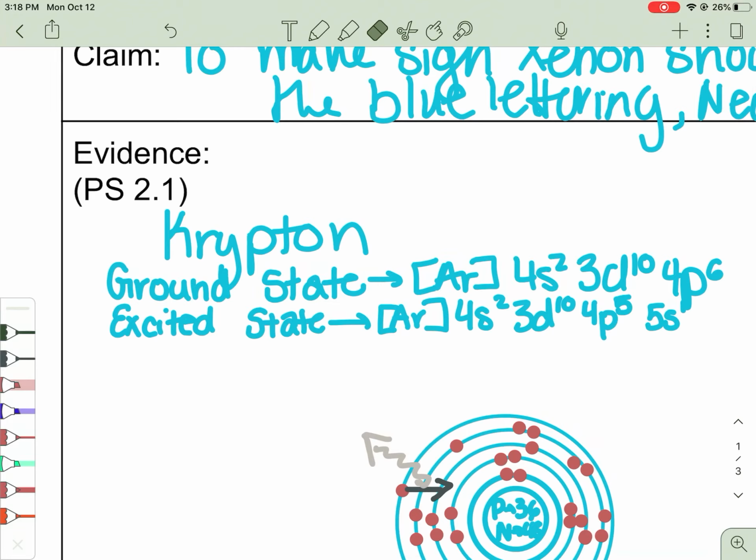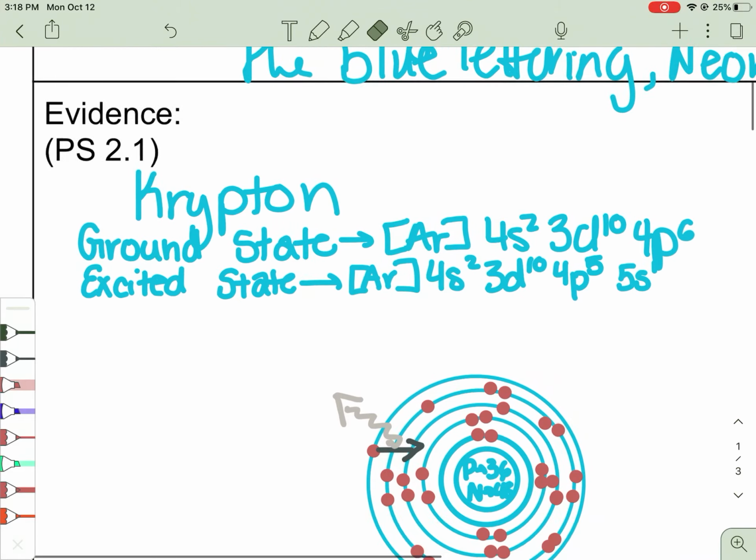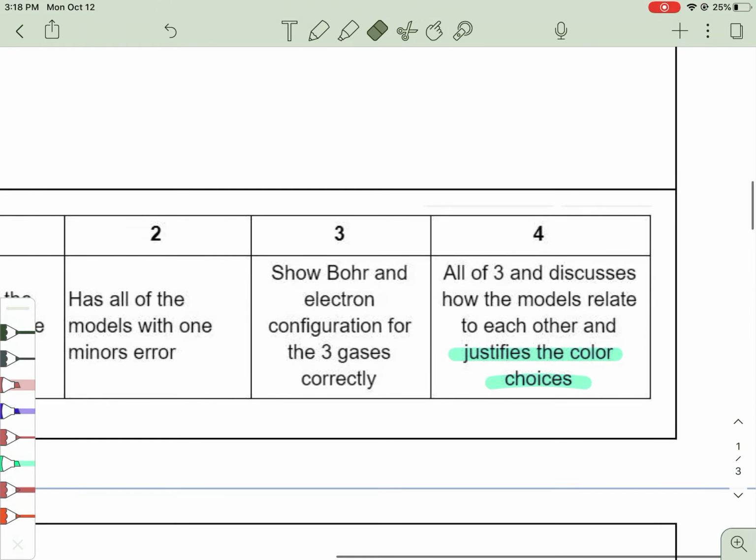I did 1 in the ground state, all right, so how krypton originally looks, and then I did 1 showing the excitation from a 4p to a 5s, okay? So I gave credit if you did it in the ground state. Only 2 people gave me electron configurations, 2 or 3, right? Guys, the rubric literally says electron configuration. We're better than that, okay?